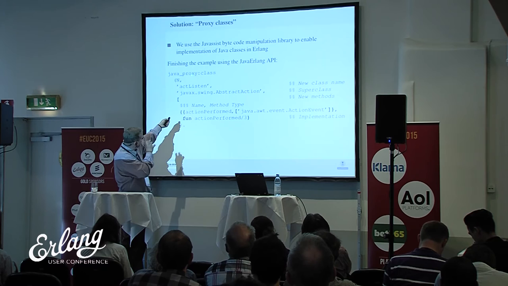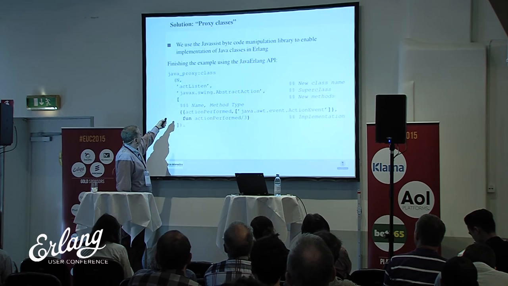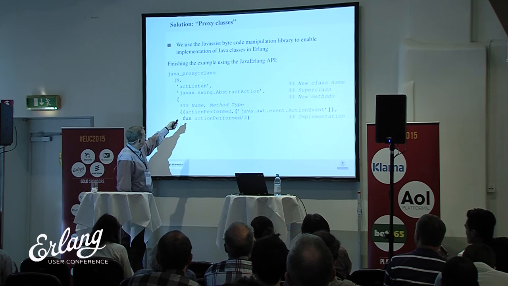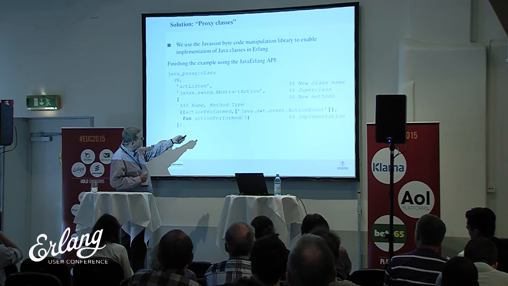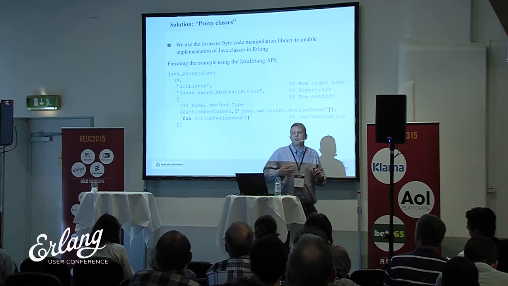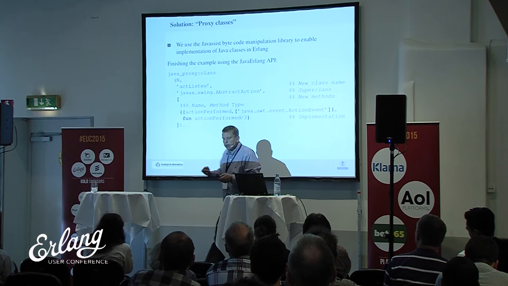It has a function class, which accepts as its first parameter the node where we want to create a new class. Then we have the name of the class. We're going to call it ActListen, in this case, our class that we create. And the immediate superclass is going to be the abstract action, the abstract class. So from that class, we are going to inherit some methods, for instance, toString for converting a Java object to a string representation. Those kinds of things we get from abstract action.